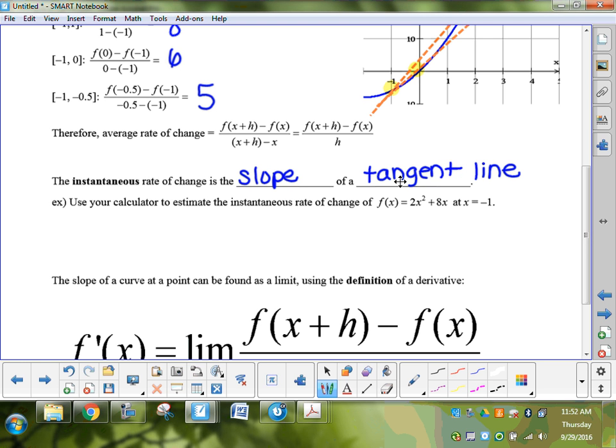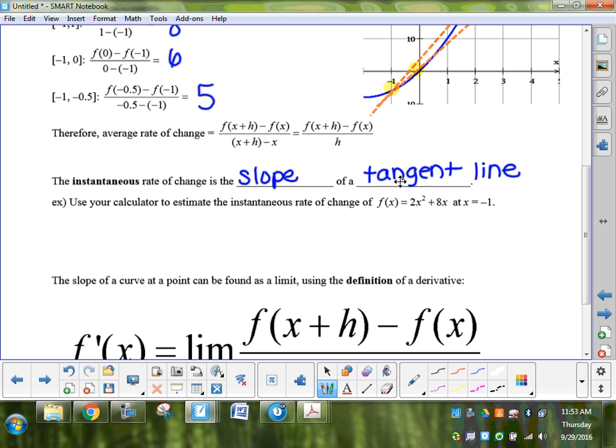Now make sure, if you haven't already, go through please and sign into your calculators, because all of you are going to do this. We're going to use a calculator to estimate the instantaneous rate of change of that function at -1. And we said estimate it. So I'll start off at -1.